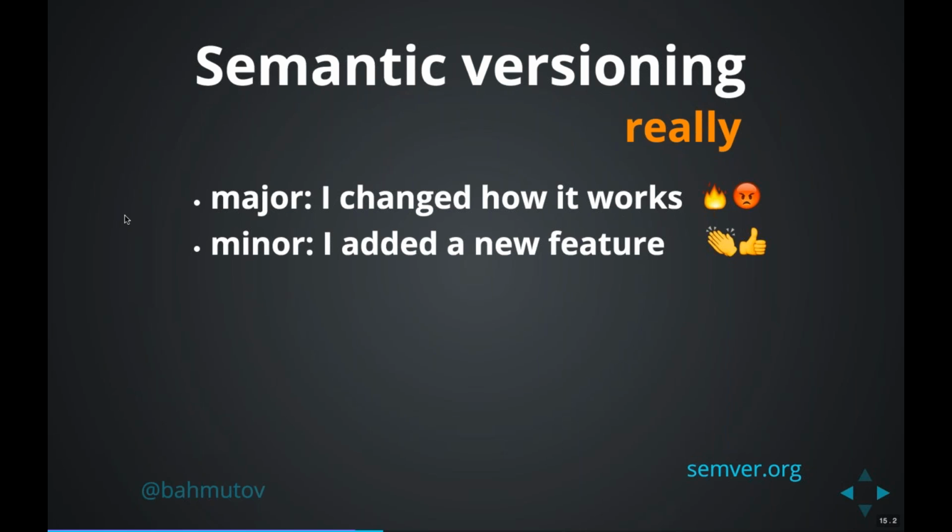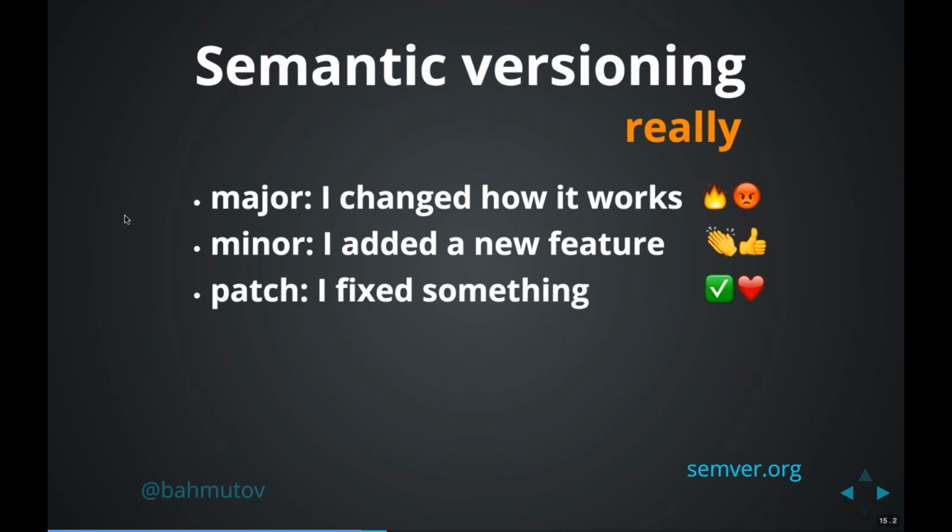Minor number upgrade means I added a new feature. But if you're using existing features, you should be all set. It should not require any changes to the client. And a patch, the last number, means I fixed something, but there are no new features and there are no API changes. You should be able to use the patch version right away.